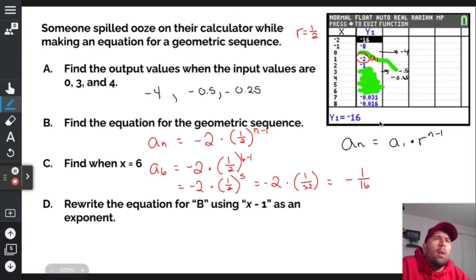So whatever decimal that is, I don't know. Negative 0.0625. If I'm wrong on that, leave a comment.